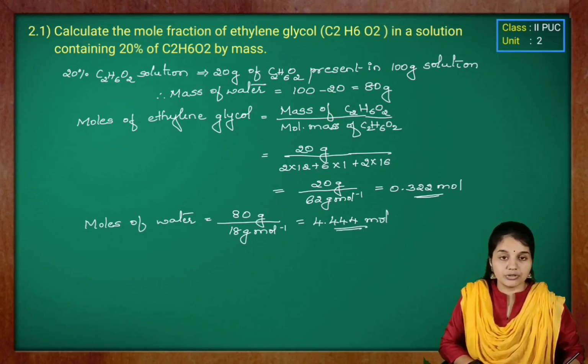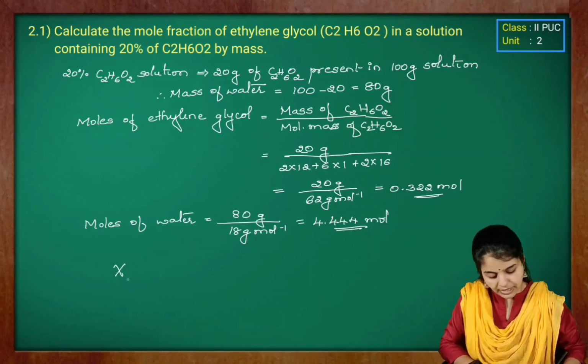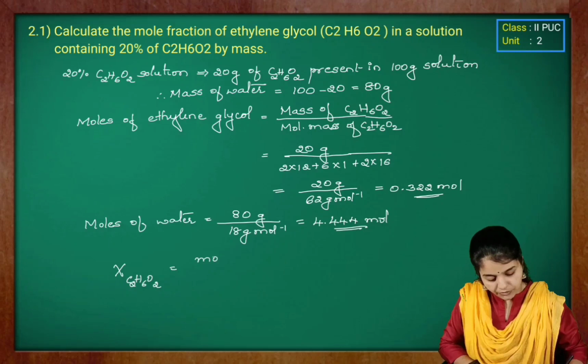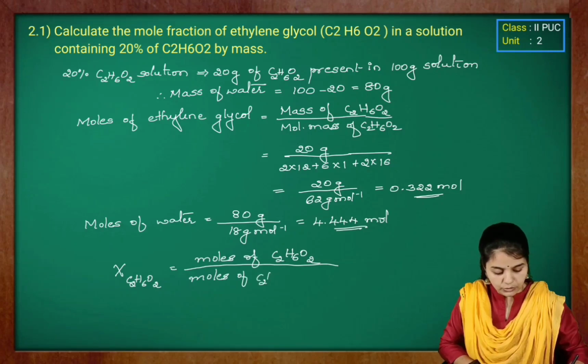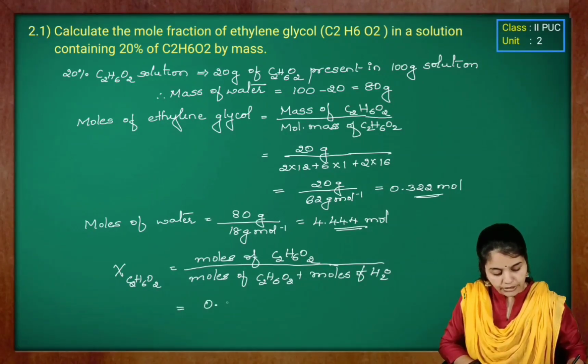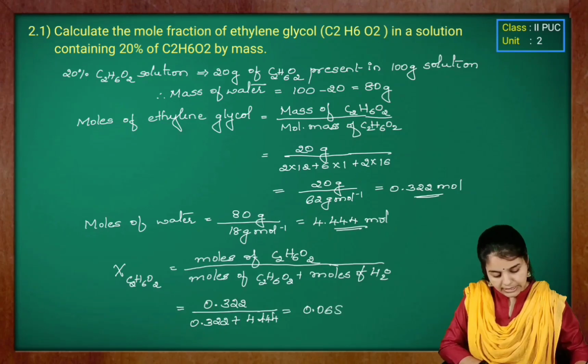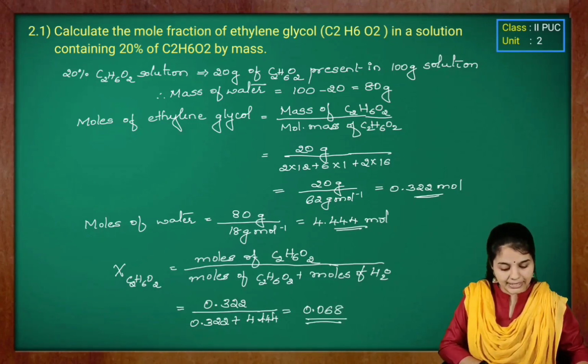So now we shall calculate mole fraction of ethylene glycol. So I'll write mole fraction chi of C2H6O2, that is ethylene glycol, that is equal to moles of ethylene glycol C2H6O2 divided by moles of C2H6O2 plus moles of water. Which is equal to 0.322 divided by 0.322 plus 4.444, is equal to 0.068. So this is the mole fraction of ethylene glycol.